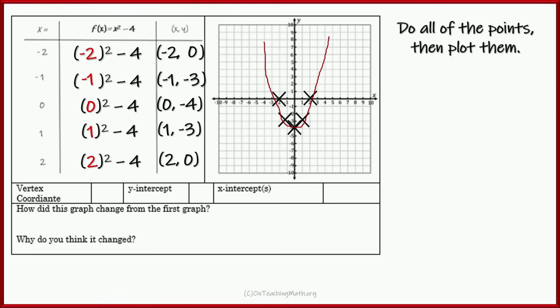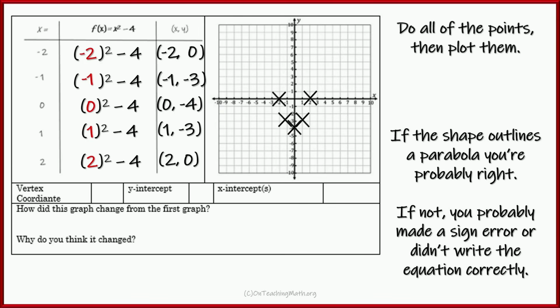So what is the vertex? The vertex is this coordinate right here at the bottom. That's the vertex, 0, negative 4. That's also the y-intercept, 0, negative 4. There are 2 x-intercepts, negative 2, 0 and positive 2, 0. So go ahead and put those all on the graph.